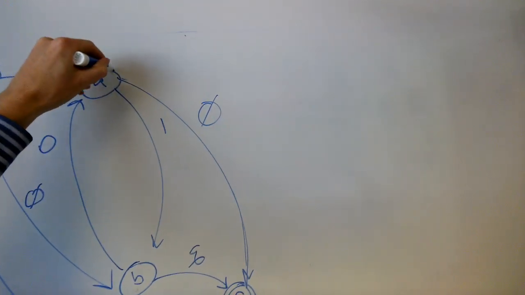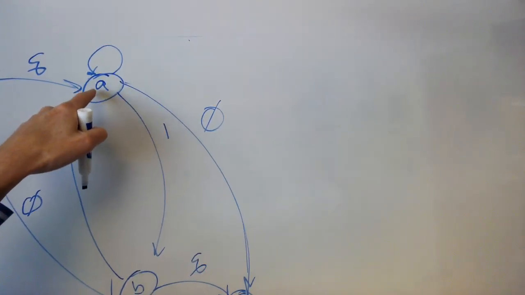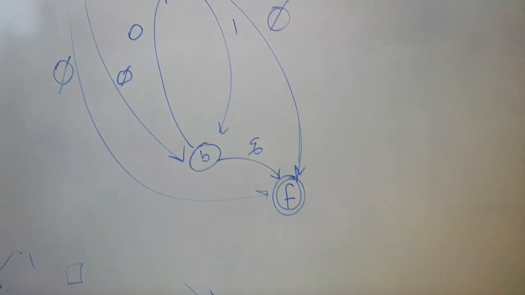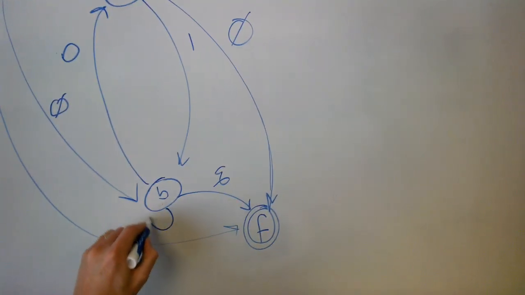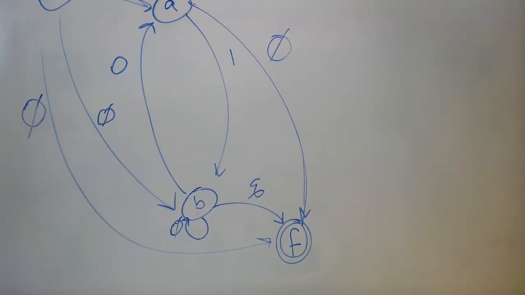What I need is an edge from A to itself, and because that edge was not in the original automaton, I'm just going to label it with the empty set. Similarly, down here on B, since this edge was not in the original automaton, I'm just going to label it with the empty set too.